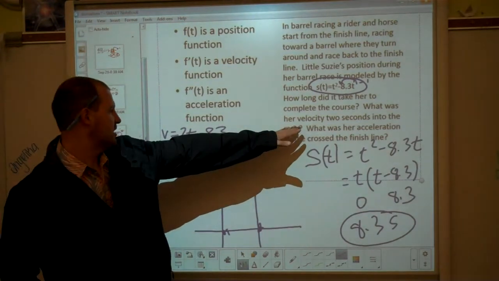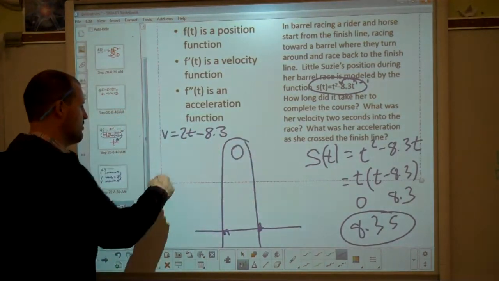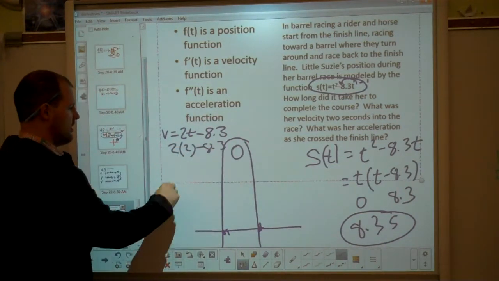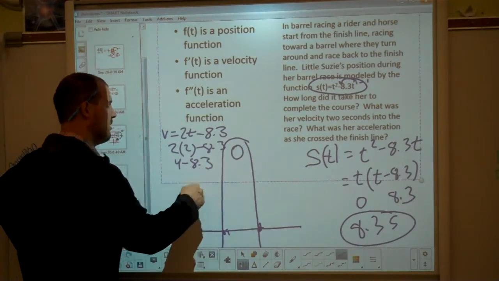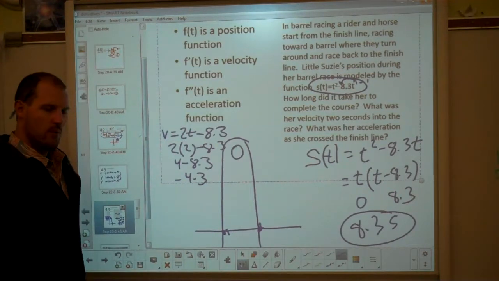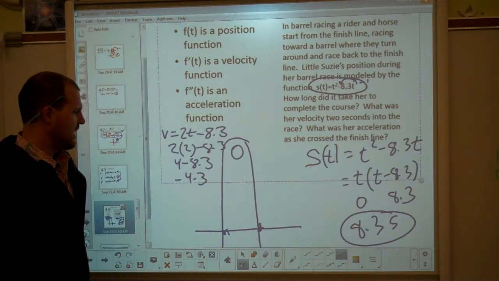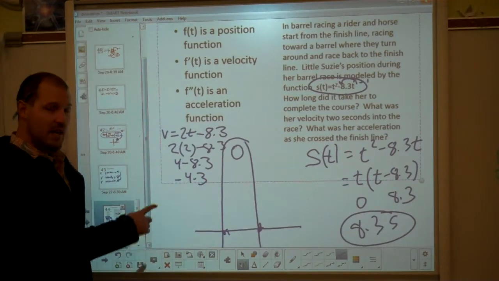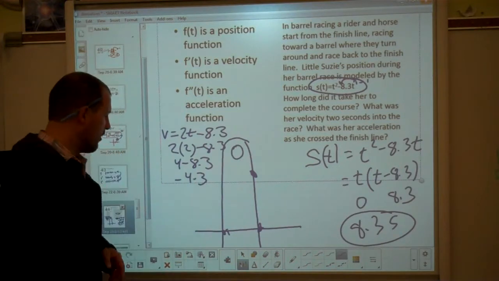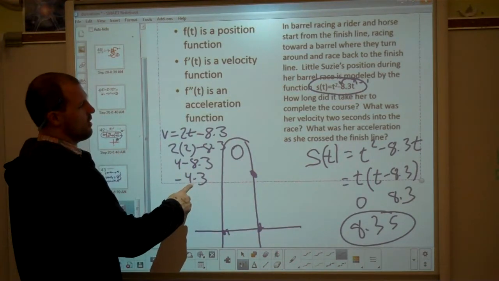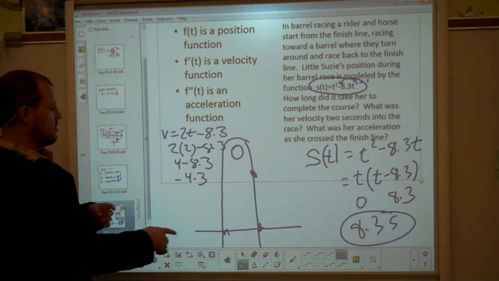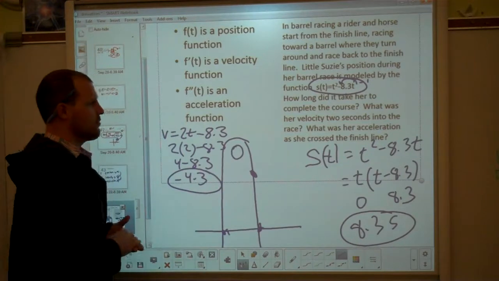And what were we asked? We were asked, what is her velocity 2 seconds into the race? Okay, so let's plug that in. 2 times 2 minus 8.3. That's 4 minus 8.3. And so we get negative 4.3. Okay, well, what does that mean? That she has a negative velocity. All that tells us is she's running away from the finish line. She's somewhere in here, headed down toward that barrel. Negative 4.3, do we have enough units to write out what that means? We don't. So we're going to leave it as just negative 4.3 for right now.